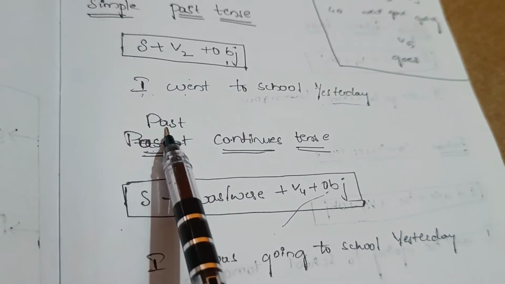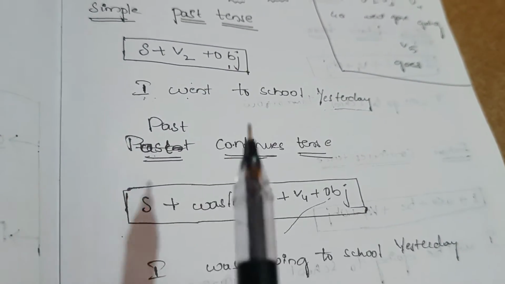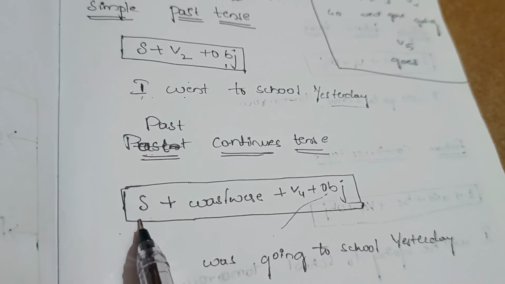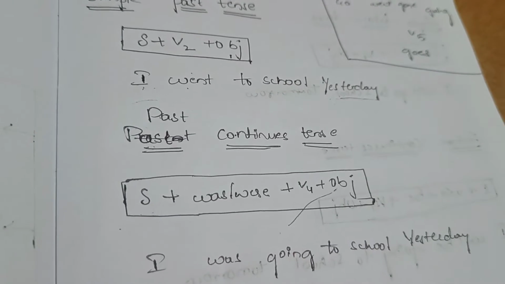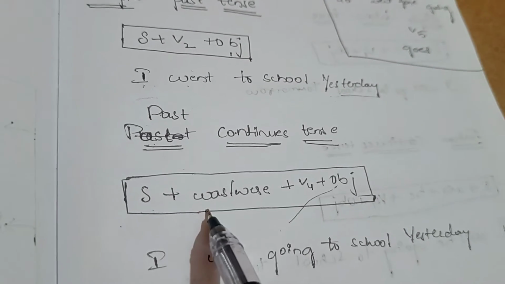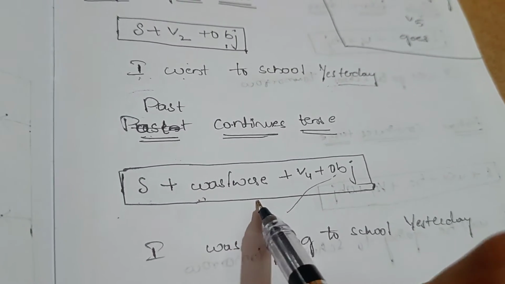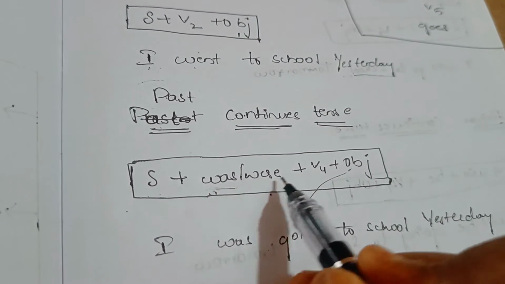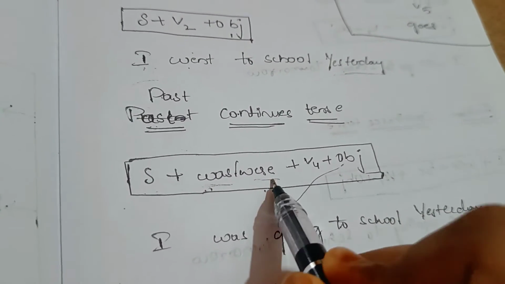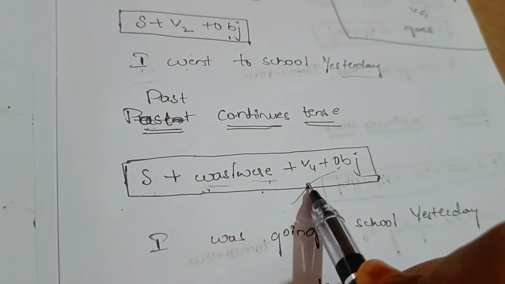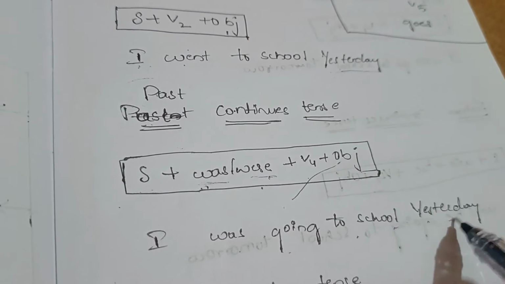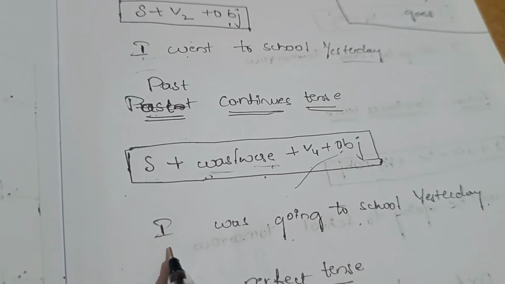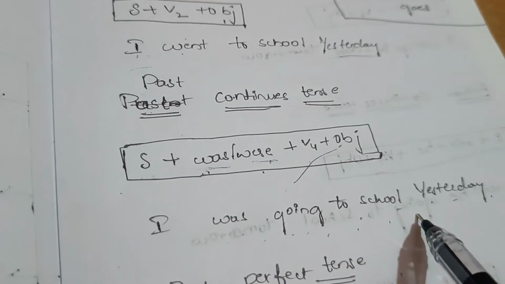Now let's see past continuous tense. So for past, subject is as it is. As it's a past, in the last we have used am, is or are, no. As a past, we have to use was or were. Okay, the same way, was used for singular sentences, were used for plural sentences. Okay, plus V4 plus object. Next, I was going to school yesterday. Next, I was writing the letter yesterday.